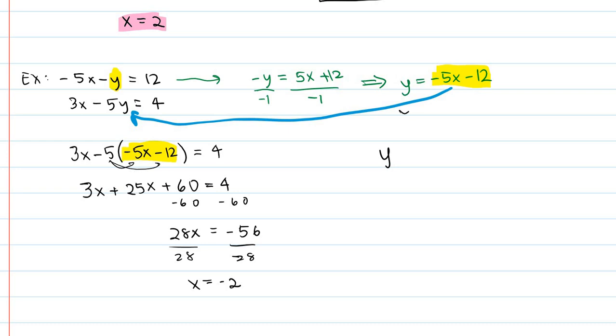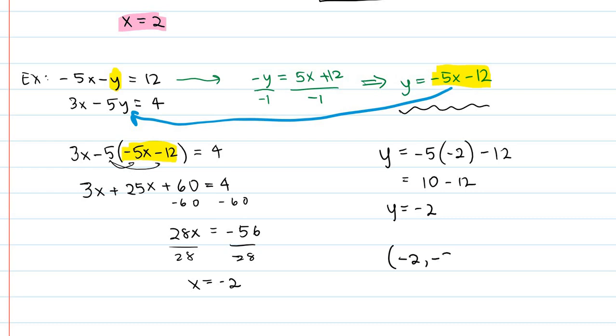So I take this equation here, y equals negative 5, and instead of x, I'm going to substitute in a negative 2, and then minus 12. So y equals positive 10 minus 12, or y equals negative 2, and I finalize my answer by putting it in a coordinate pair. Okay, that was our second example.